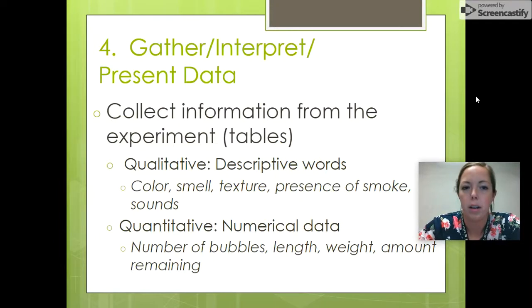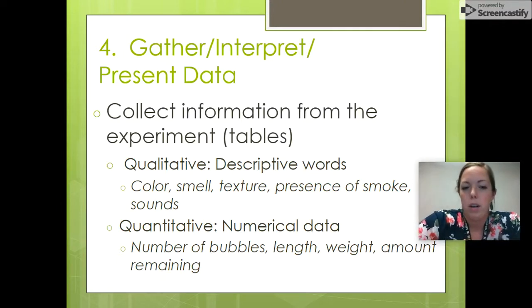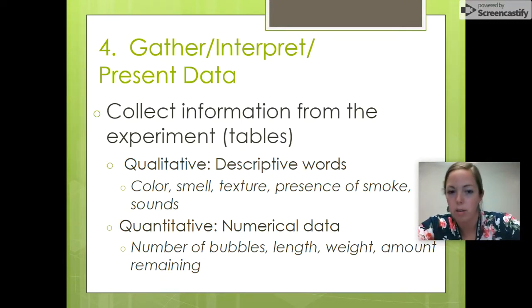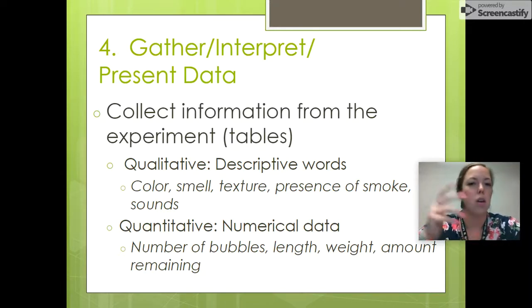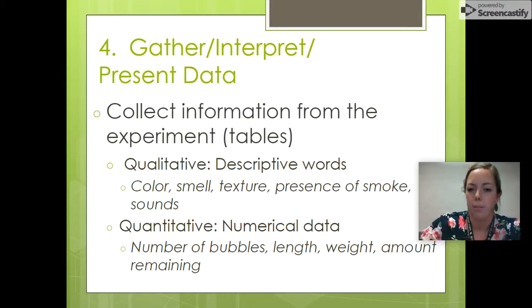Okay, so the next step of the scientific method is you have to gather, interpret, and present the data. You're going to collect the information from the experiment, and ideally put it into tables. There are two different types of data that you can collect. There's qualitative data. Think of descriptive words: color, smell, texture, presence of smoke, sounds, stuff like that. Quantitative, you should already be thinking, means numbers, numerical data, quantity. So this would be the number of bubbles, the length, the weight, the amount remaining, stuff like that.